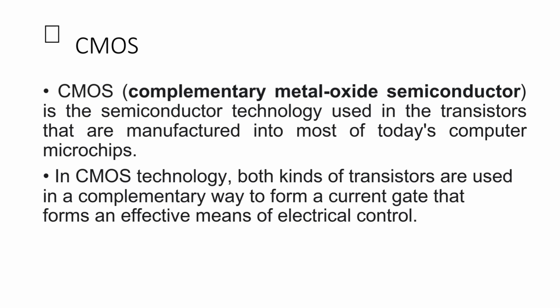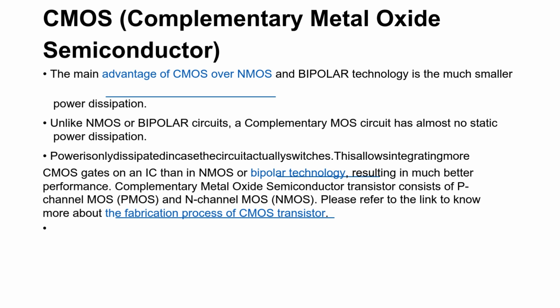What is CMOS? CMOS technology uses both PMOS and NMOS transistors to create logic functions. The complementary nature of these transistors allows for low power consumption and high noise immunity, making CMOS a preferred choice for digital circuits. In this slide, the main advantages of CMOS over NMOS and bipolar technologies.